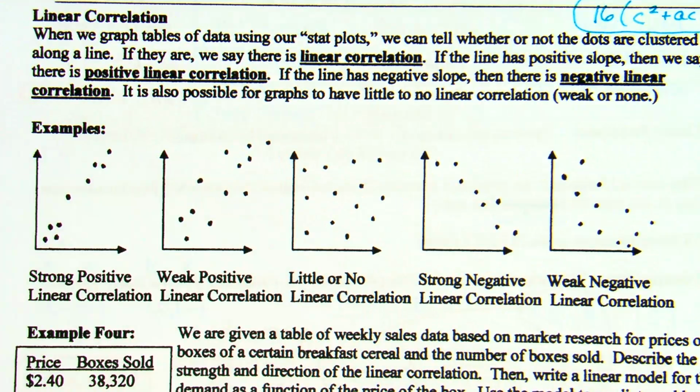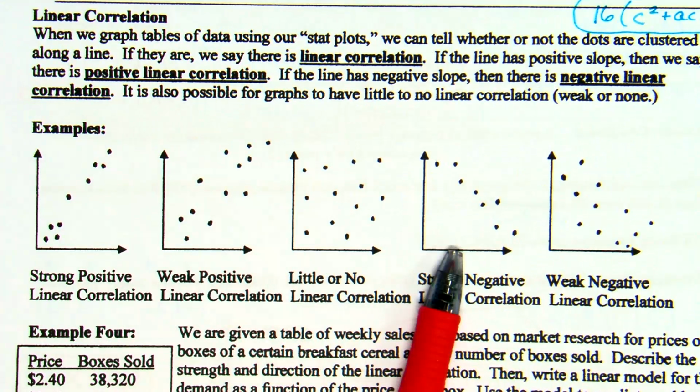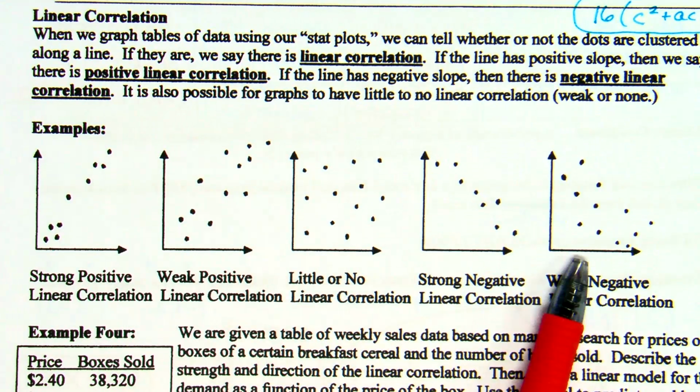And then we've got some negatives over here. Strong negative correlation because those points are definitely moving down to the right. And a weak negative correlation because they're not really pulled in close together, right? They're a little more scattered, but still negative.